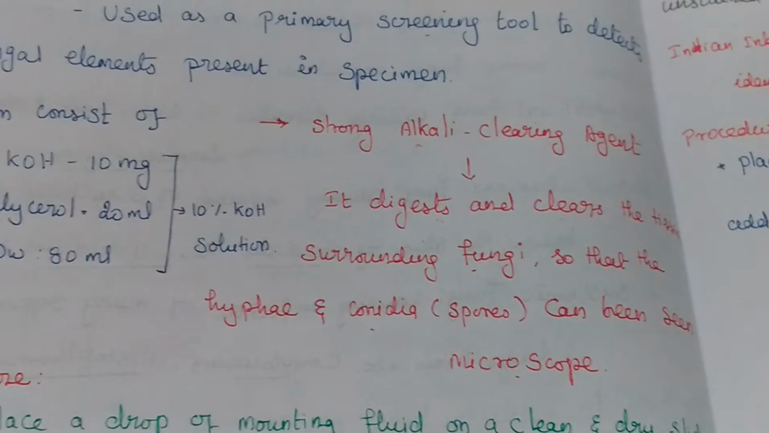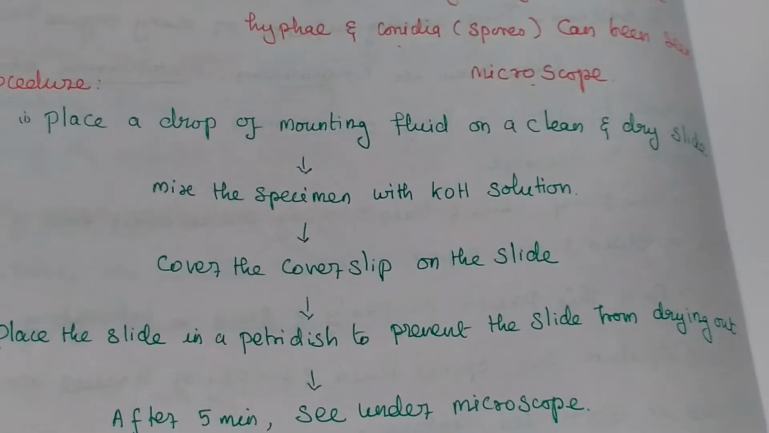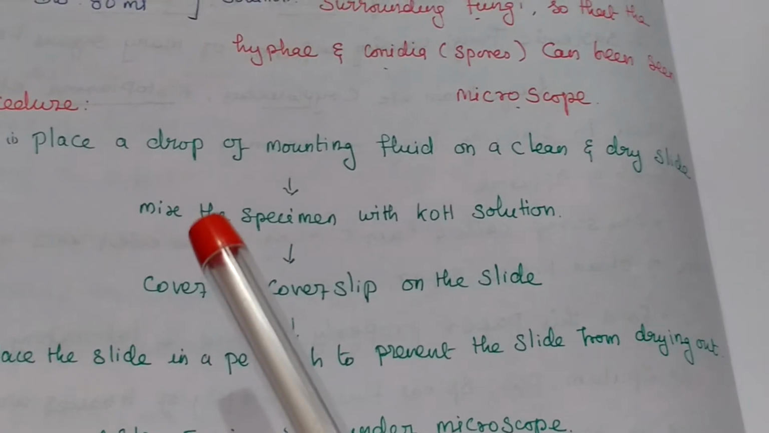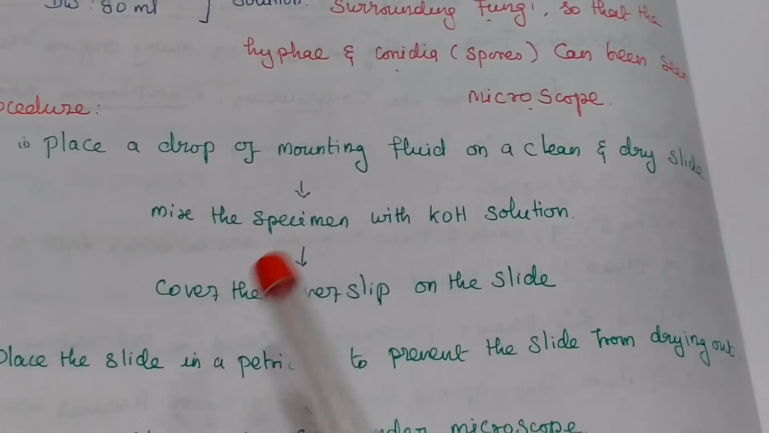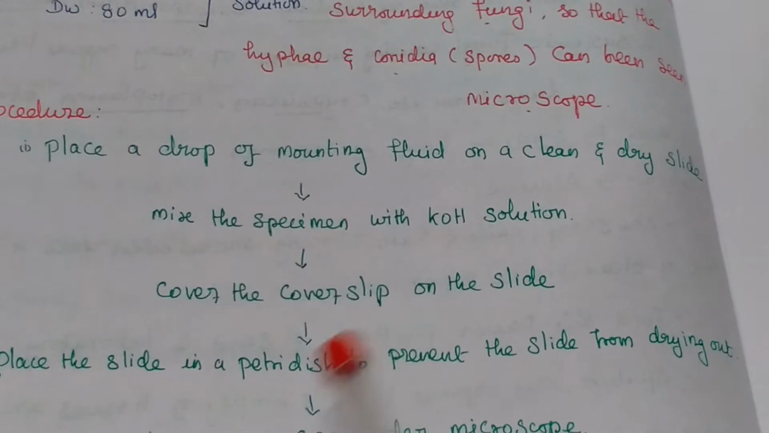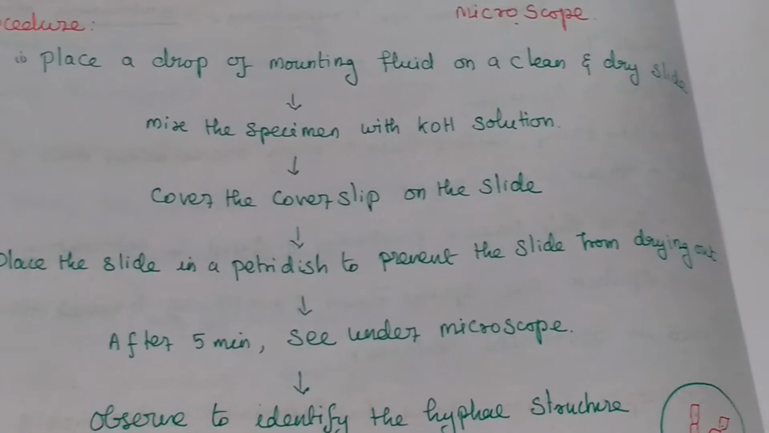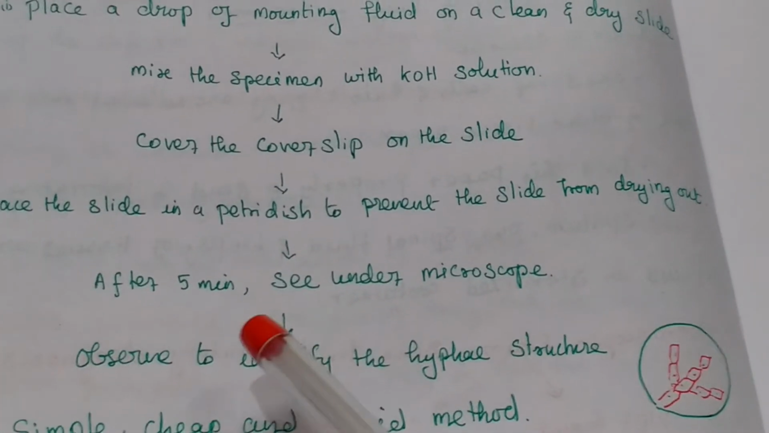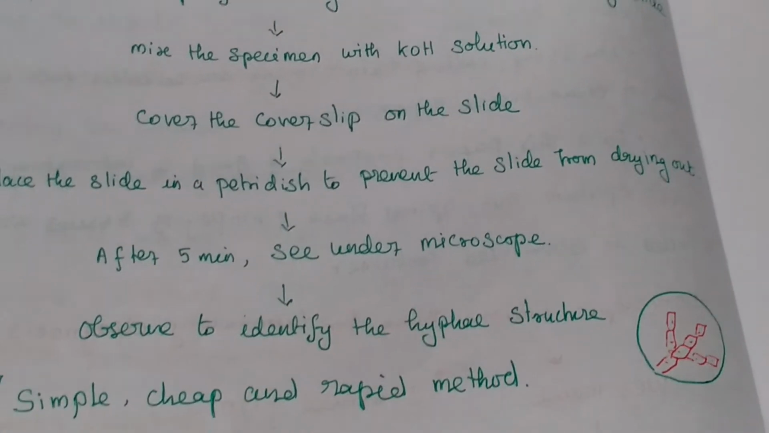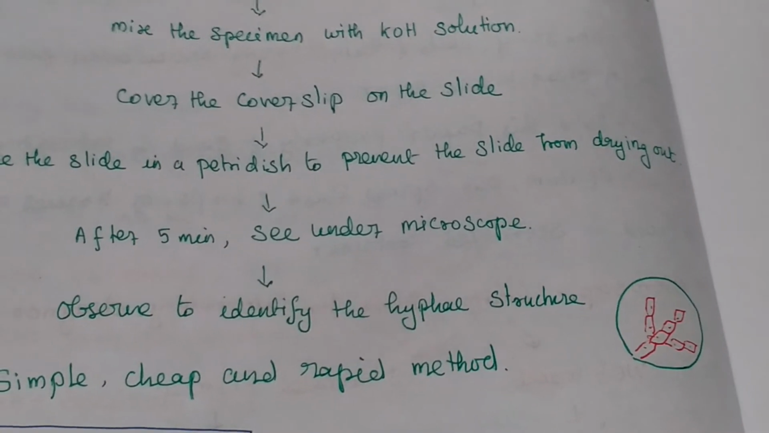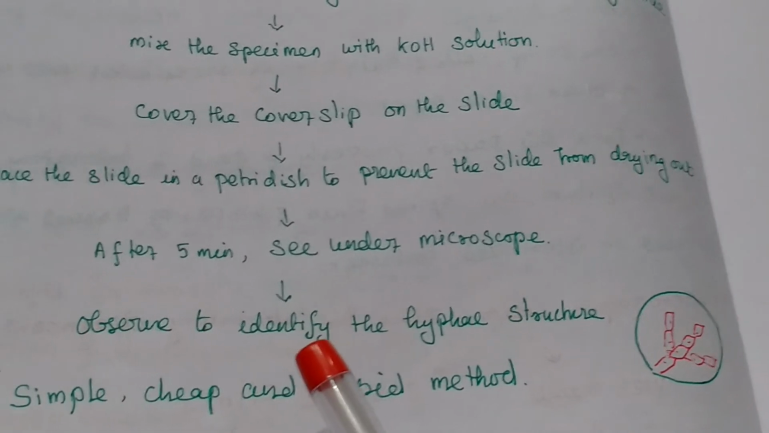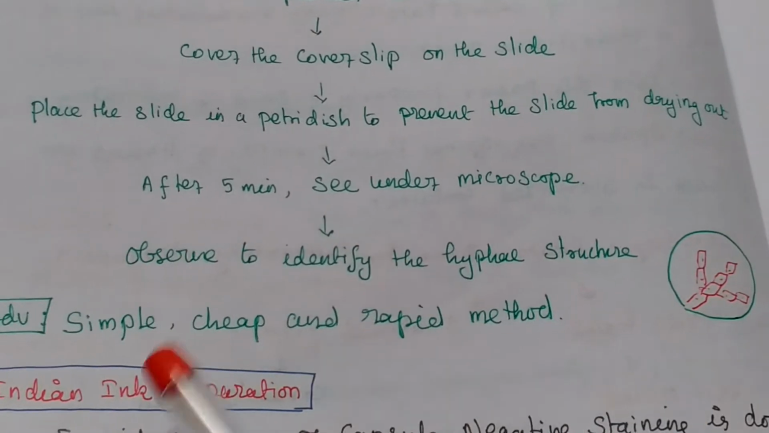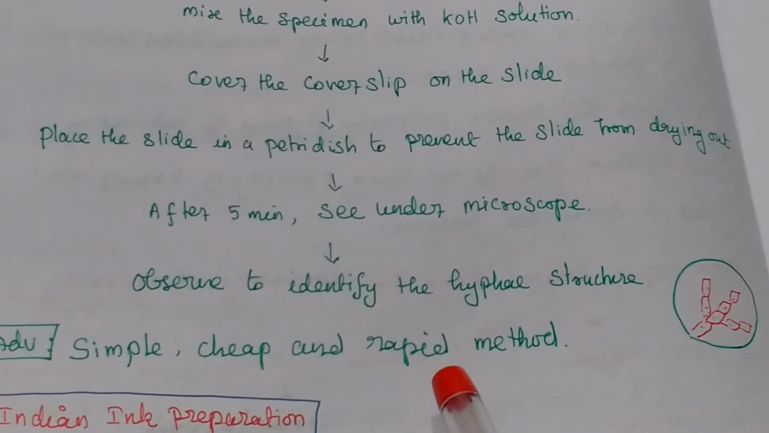Then the procedure: we will take a clean dry glass slide, place KOH solution, then add the specimen, then place the cover slip. We keep the slide for 5 minutes in a petri dish. Then after 5 minutes we will observe under the microscope to identify hyphal structures like this. The advantage of this method is that it is a simple, cheap and rapid method.